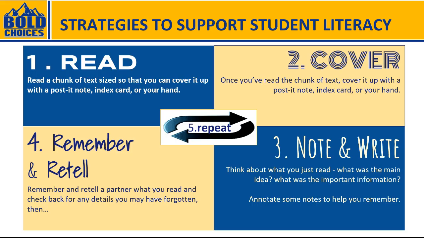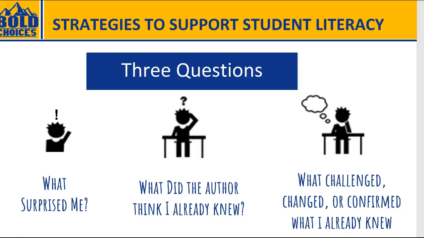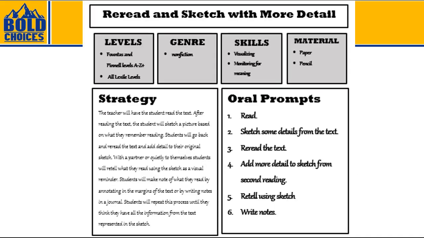So in August, you learned 2 strategies that we can all use to help our students as they move through different types of text in our content areas. The first strategy we looked at was read, cover, note and write, remember, and retell. This strategy causes students to look at chunks of text as they move through a longer piece to make sure that they're capturing all of the details. The next strategy we looked at was called 3 questions that helps students really reflect upon any bit of text that they've just read.